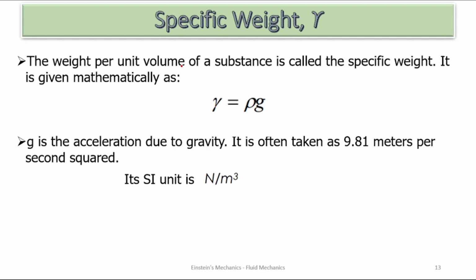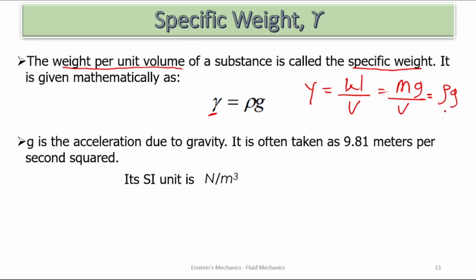We can also consider another property which we call the specific weight. The weight per unit volume of a fluid or a substance is called the specific weight, and it is denoted by gamma. Are we good? We said gamma, the specific weight, is the weight per unit volume. We know that weight is also mass times gravity, over volume. Mass over volume, from the first property we saw, is density. So that will be density times gravity.